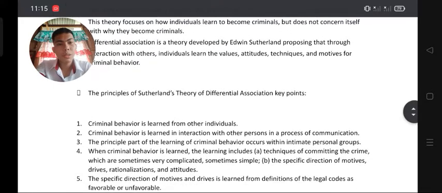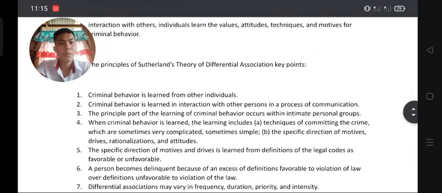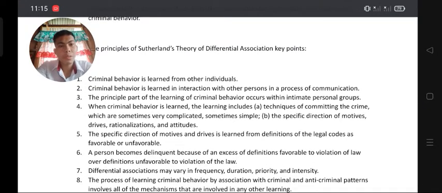The principles of Sutherland's theory of differential association, key points. Criminal behavior is learned from other individuals. Criminal behavior is learned in interaction with other persons in a process of communication. The principal part of the learning of criminal behavior occurs within intimate personal groups. When criminal behavior is learned, the learning includes the techniques of committing the crime, which are sometimes very complicated, sometimes simple, and the specific direction of motives, drives, rationalizations, and attitudes.